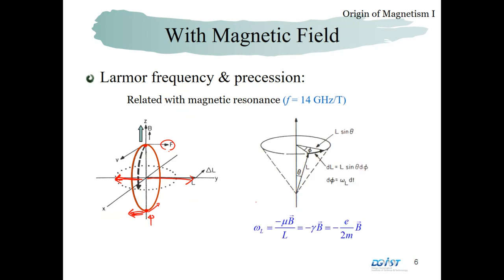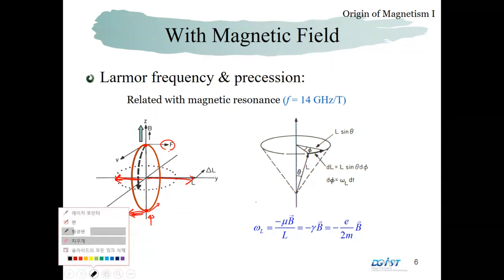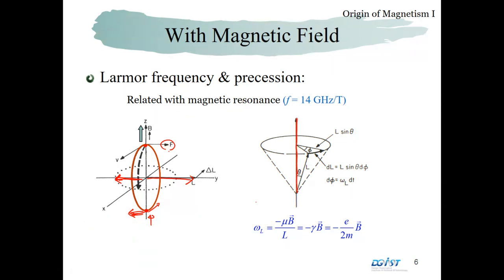So as a result, if you have an angular momentum here, oh sorry, this is the weak field. And if you have angular momentum here, they have a certain precession. That is called Larmor frequency or Larmor precession.